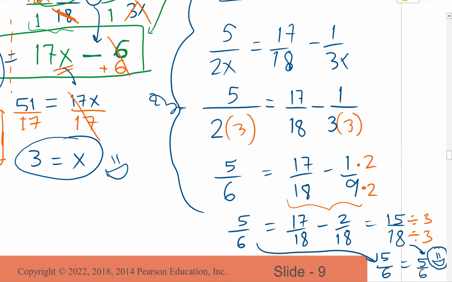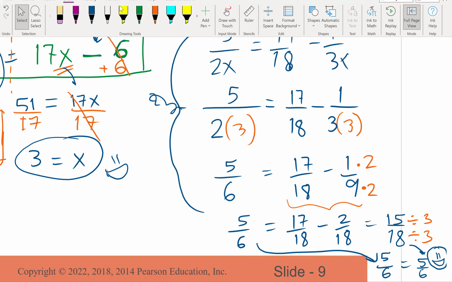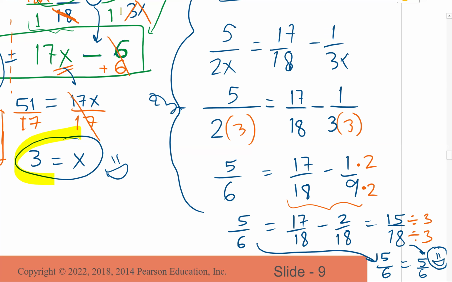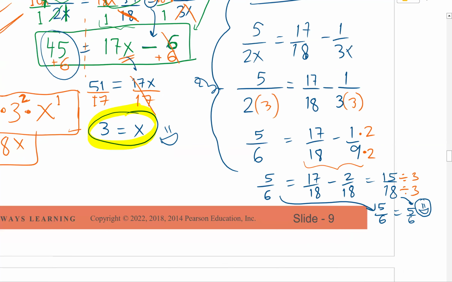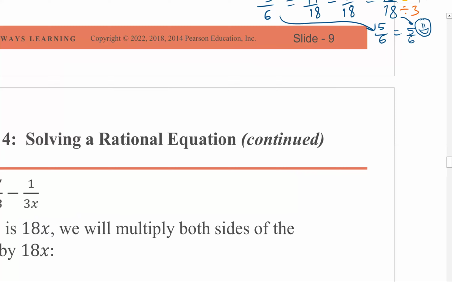We did it right. x must be 3. That must be the right one. Yay, we did it. Woohoo. Don't get too excited, okay, you guys? I can't even see you right now, but I'm sure you are not excited.